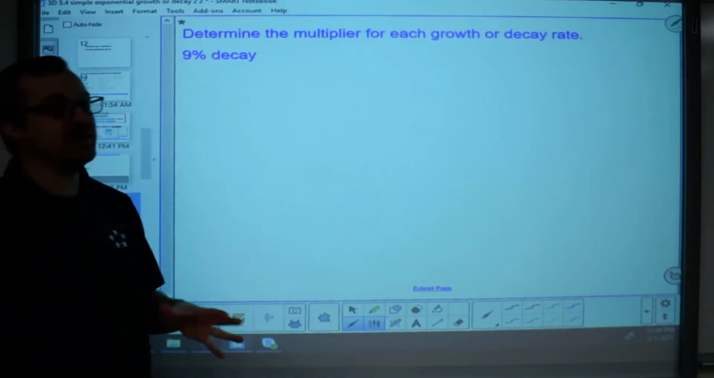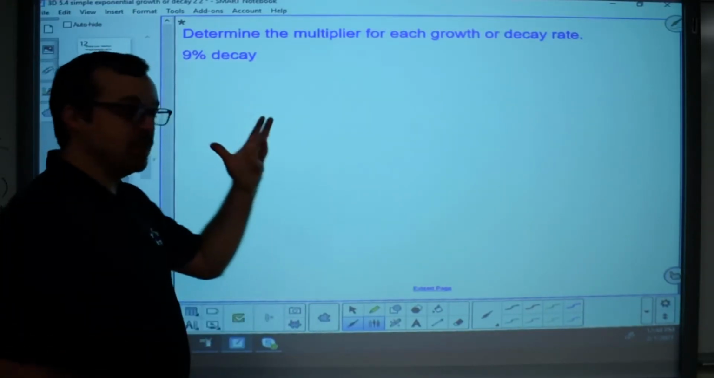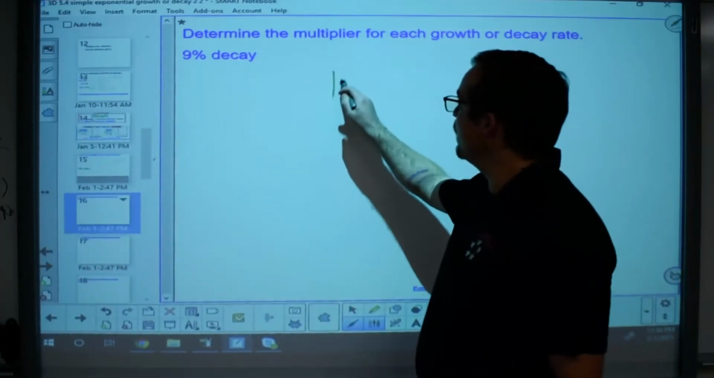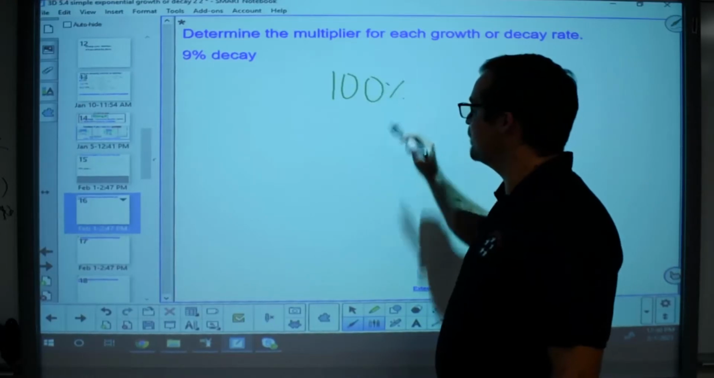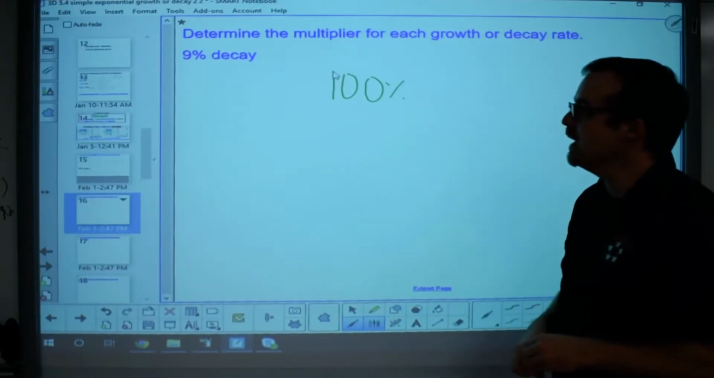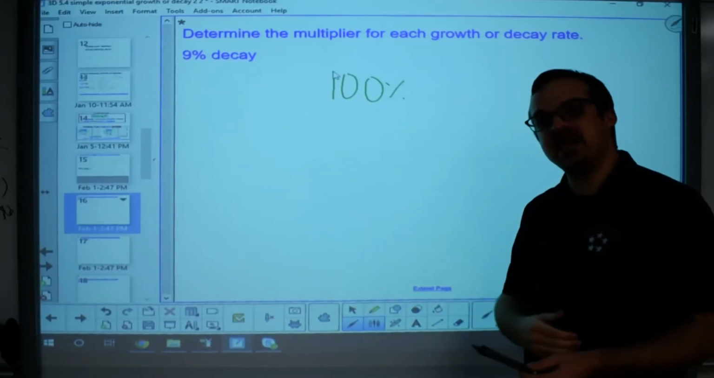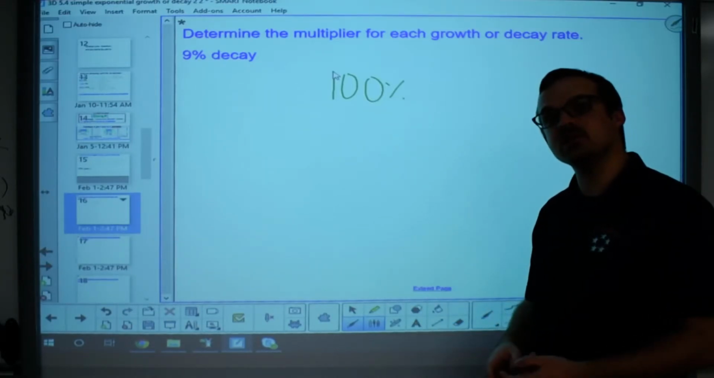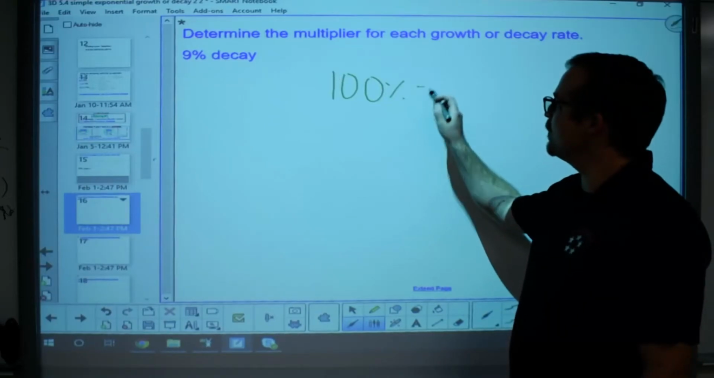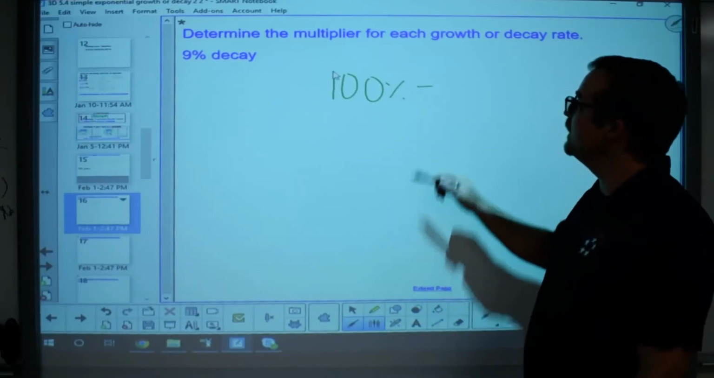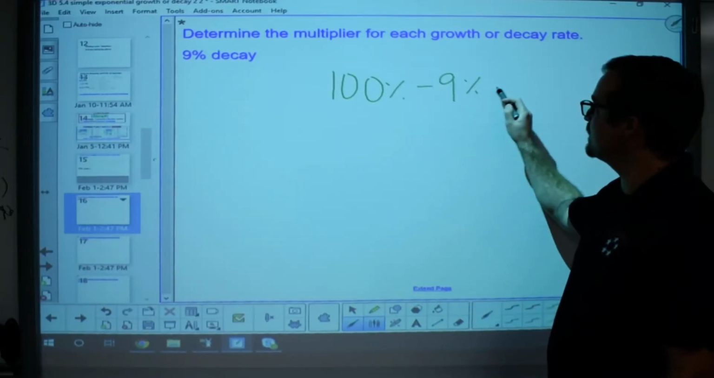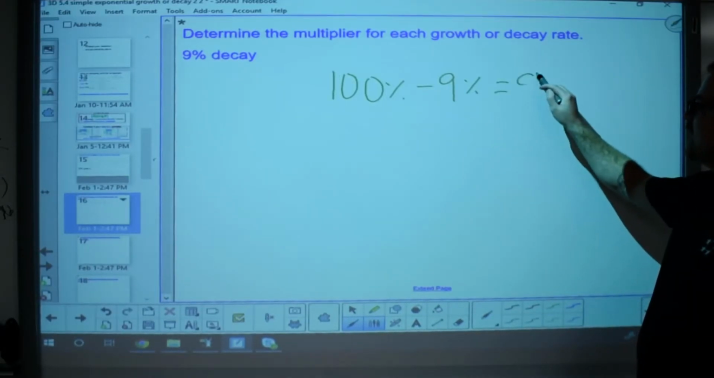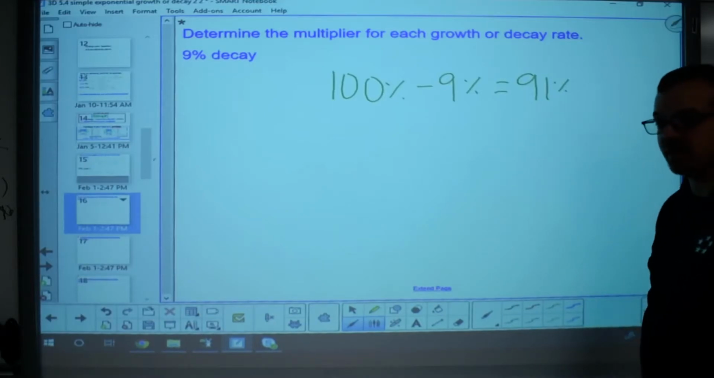All right, let's try 9% decay. Basically what that means is I like to talk about money in accounts, so if I start off with 100% in my account, that's everything I have in my account right now, okay? And it's going to decay by 9%. Am I going to gain money or lose it? I'm going to lose it. And we show losing something with subtraction, okay? So we are losing 9% of that, and that's going to leave me with 100% minus 9%, which is 91% left in my account.